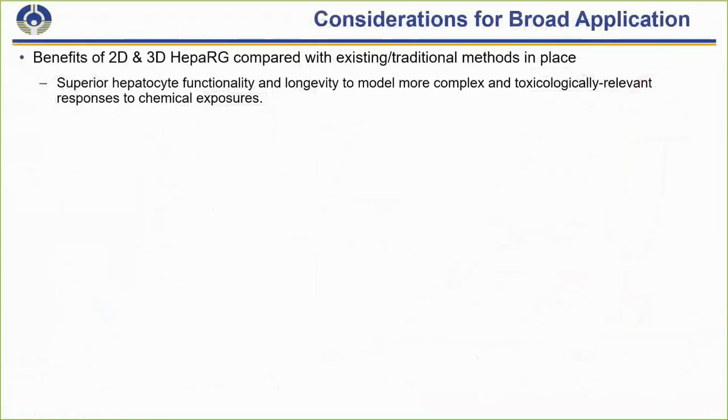So, considerations for the broader application. When you think about the benefits of 2D and 3D HepaRG compared to HepG2 and other classical cytotoxicity screens, it's really important to understand that the totality of function of a tissue model is particularly essential when you're trying to have better predictivity. And so this superior functionality and longevity gives you the opportunity to look for things like chemical accumulation effects that might be going on, and more complex, more toxicologically relevant responses to chemical exposures. And so we believe these models are relatively easy to use, relatively inexpensive, reproducible and consistent, and they have superior functionality for improved predictivity. I think we're beginning to see that.